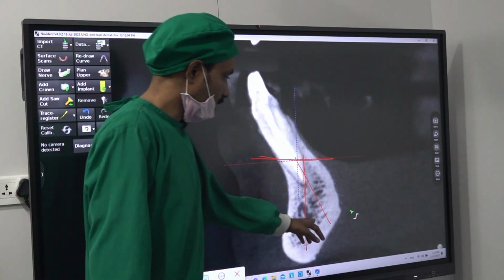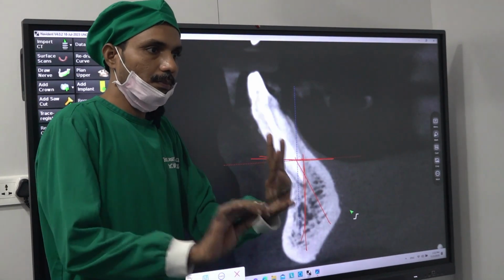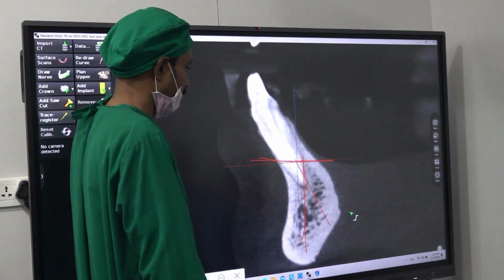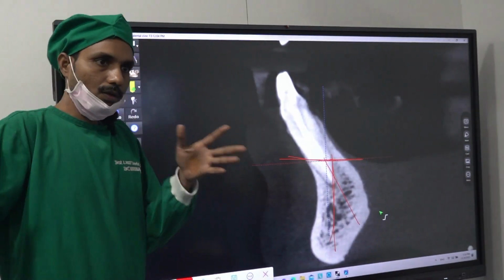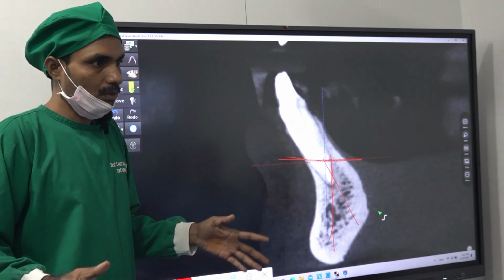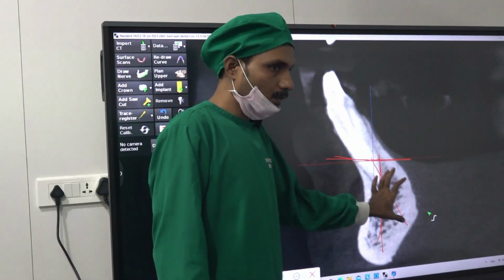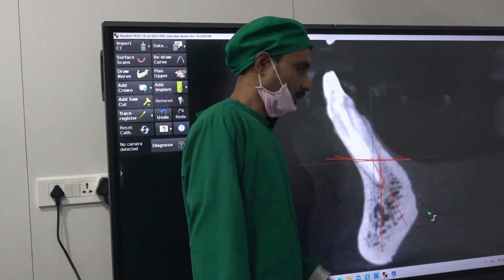Wherever you feel the resistance, stop, measure it and place the implant, even if it is a 10 mm implant. Don't think placing a longer implant means more success. That is not like this. Placing more number of implants does not mean more success. Even if you place a short implant, if it is well stable, then it is okay.